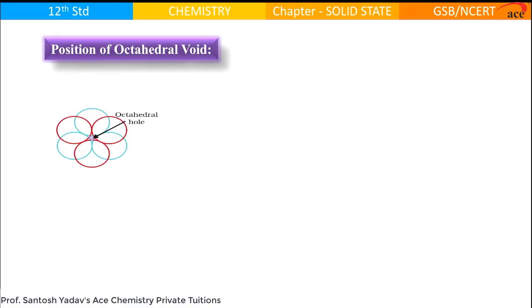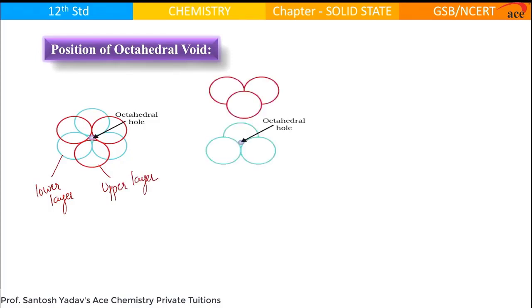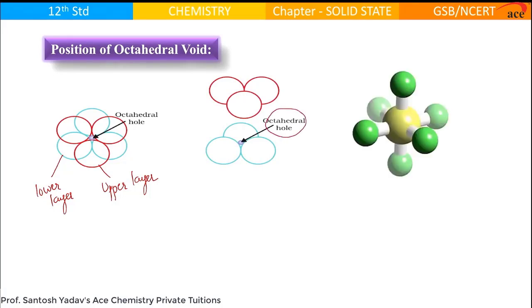Position of an octahedral void, or more information about the octahedral void, we would like to understand. Octahedral void, are you able to see? The three spheres with a blue colored ball are making the lower layer, and the red colored spheres make up the upper layer, and between them whatever is trapped is called an octahedral void. Here you can clearly observe the octahedral void, also called an octahedral hole.